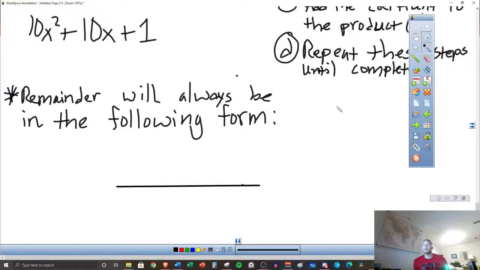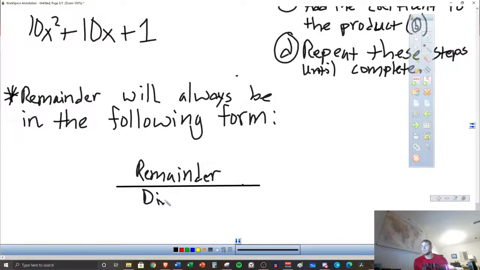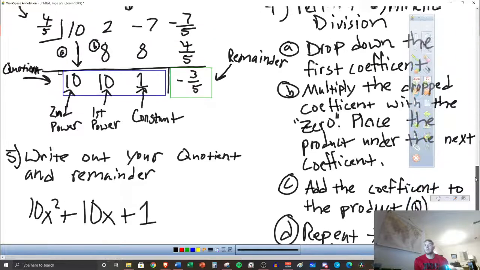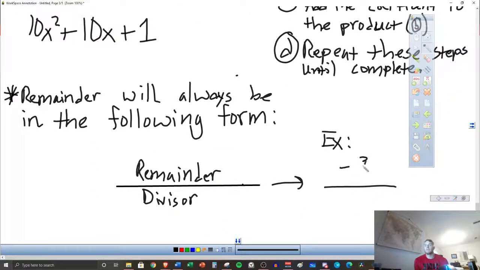So on top, you're going to make a fraction, and it's going to be remainder over divisor. What does that look like in our example? Well, what was the remainder? It was negative 3/5, so negative 3 over 5. What was the divisor? It was x minus 4/5.